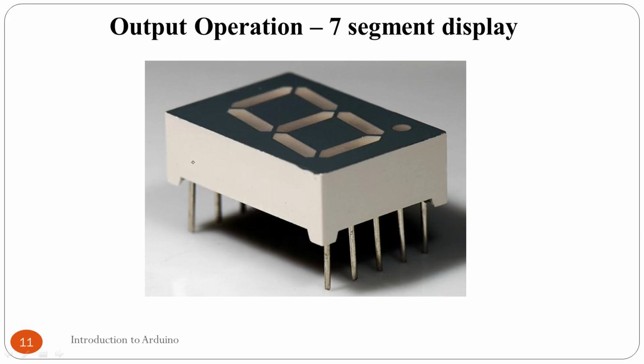For example, suppose you want to display 0, then you have to turn on A, B, C, then D, then E, and F LED. So it will display 0. Suppose you want to display 8, then you have to turn on all the LEDs. Suppose you want to display 1, then you have to turn on only B and C LED. Suppose you want to display 2, then you have to turn on A, then B, then G, then E, and then D. So this is one example through which you can display certain numbers on the 7-segment display.